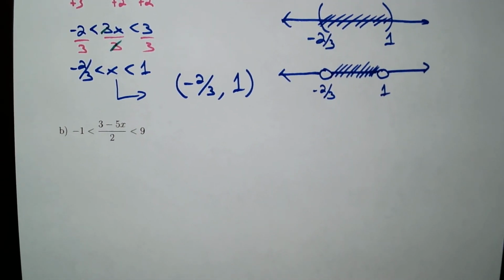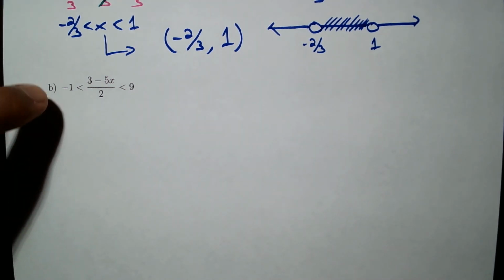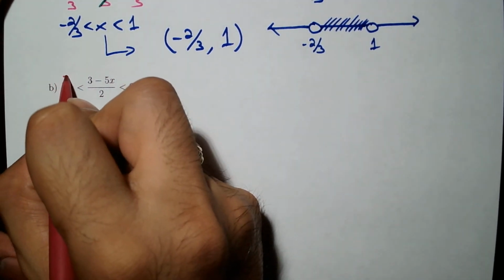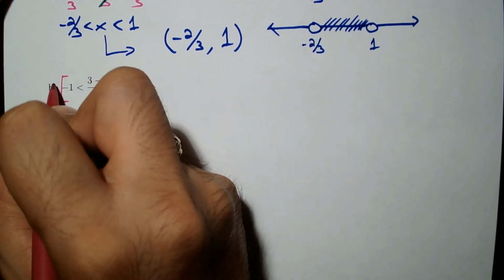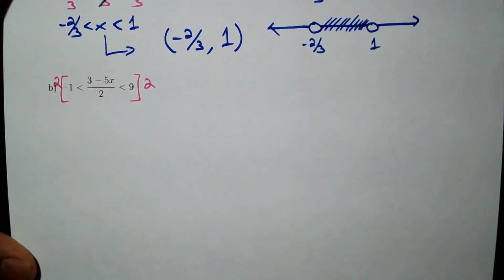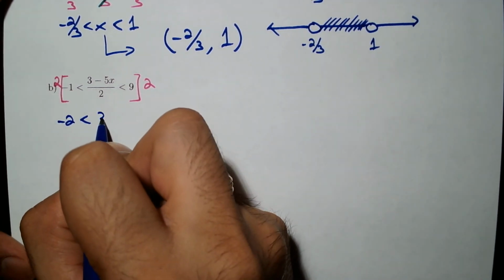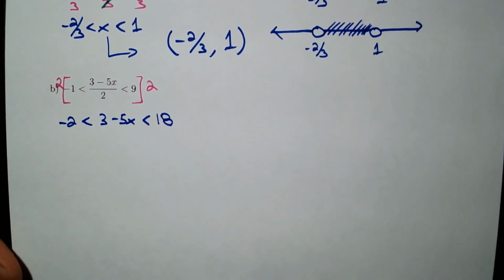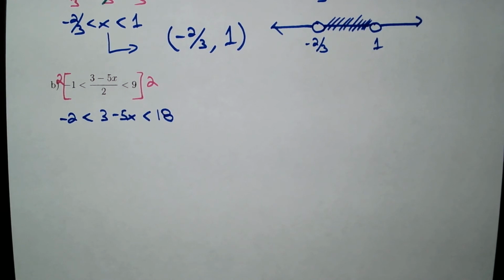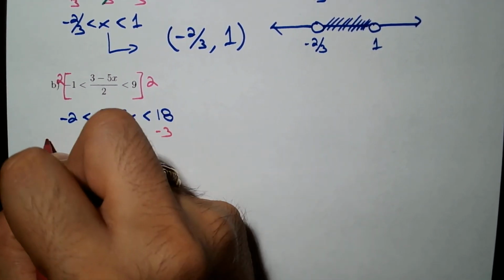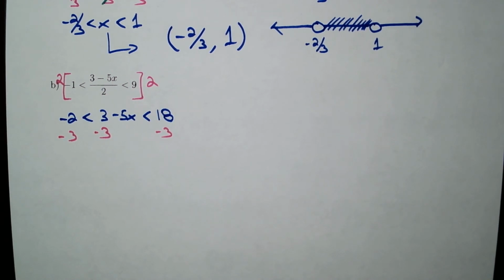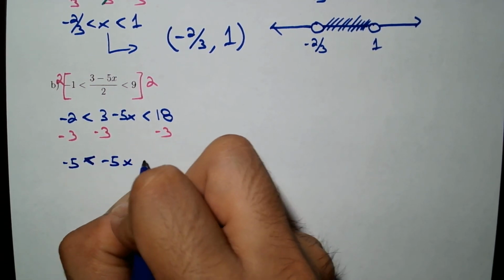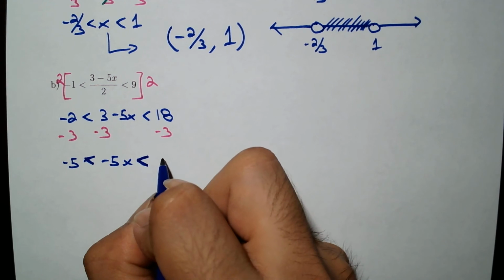Alright, so let's see. Letter B. Notice we have fractions in this case. So let's multiply the 3 sides by the number in the denominator, in this case 2. Negative 2 less than 3 minus 5x less than 18. And we proceed by subtracting 3 to the 3 sides of the inequality. So we get x by itself in the middle, negative 5x, 18 minus 3, that's positive 15.